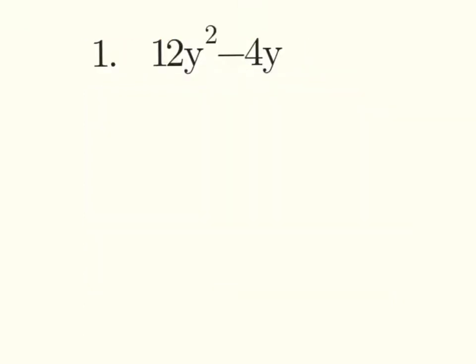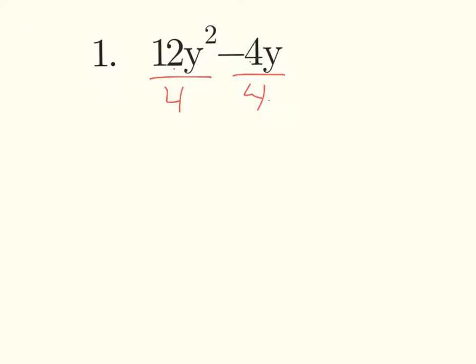Right, in our first example, we have 12y squared minus 4y. I'm trying to think what goes out of both 12y squared and a 4y. So it's like a division problem. Well, if I think about it, 12 and 4 are both divisible by 4. Okay, I'm going to take a 4 out.